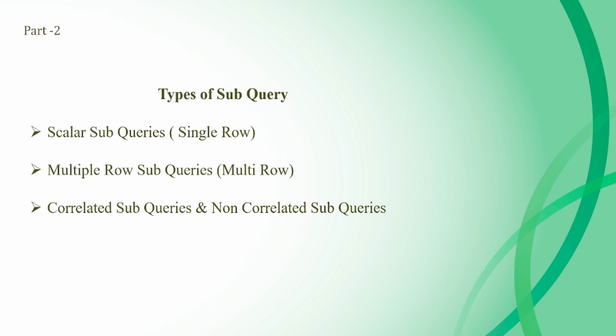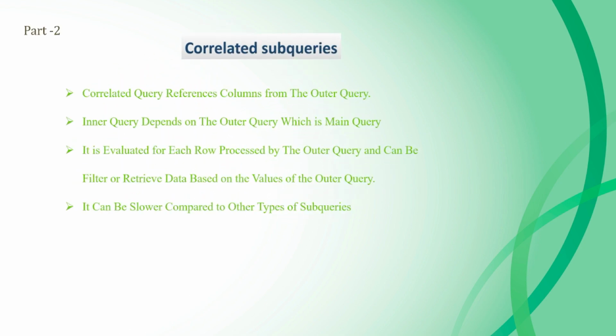and we will also discuss non-correlated subqueries. Before starting correlated subqueries, let's discuss some points. The first point says correlated queries reference columns from the outer query. The inner query depends on the outer query, which is the main query, and it is evaluated for each row processed by the outer query and can filter or retrieve data based on the values of the outer query. So it can be slower compared to other types of subqueries.